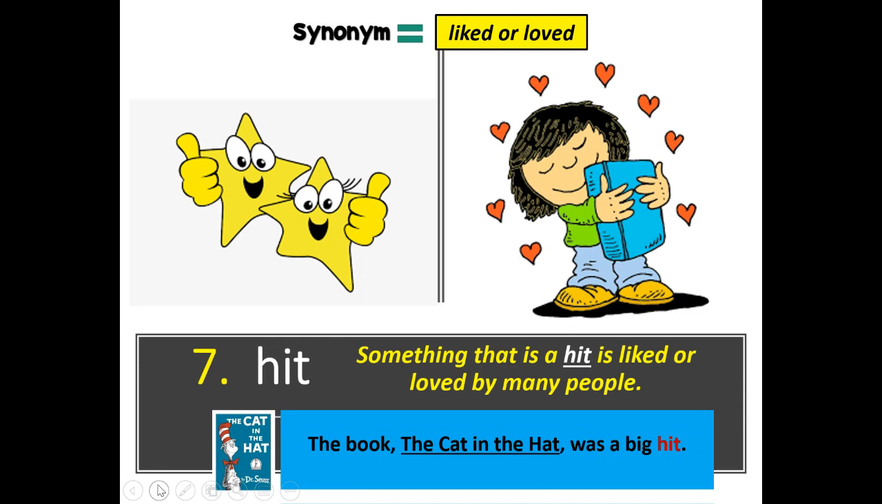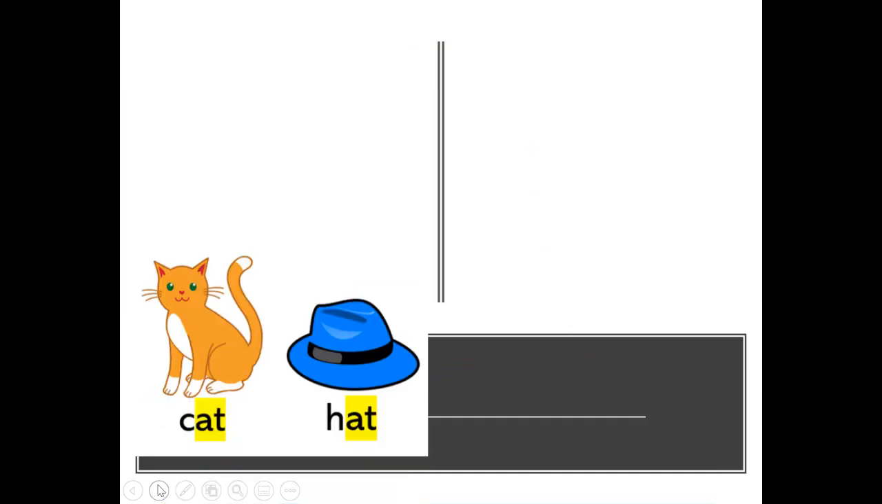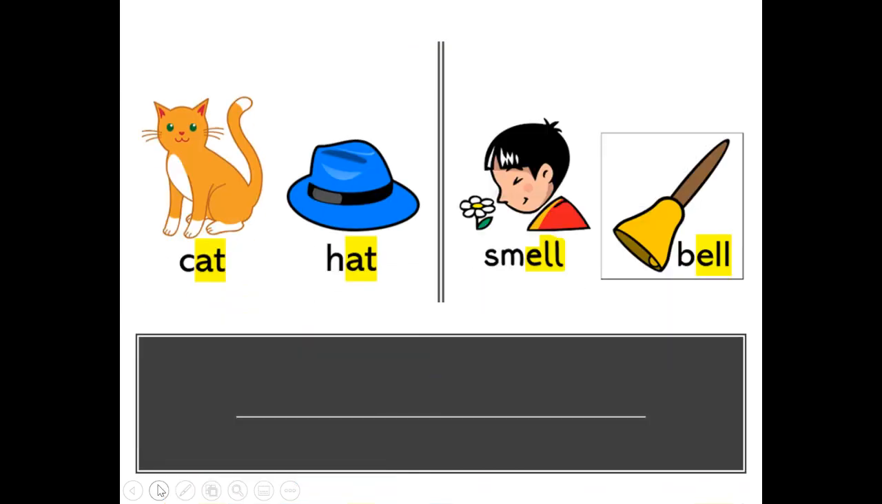All right, next group of pictures. What do you notice or see? I notice or I see. Well, in the first picture, I notice cat and hat. In the second picture, I notice smell and bell. So cat and hat, smell and bell. How are these pictures the same or similar?